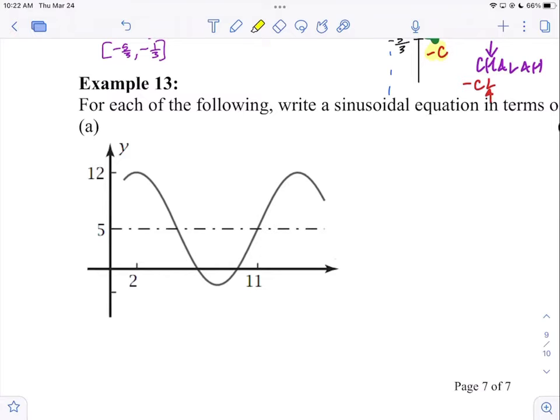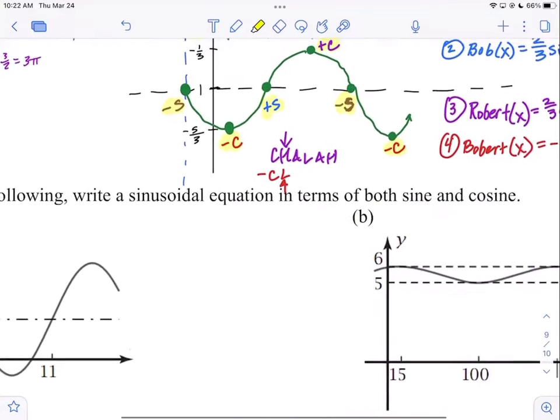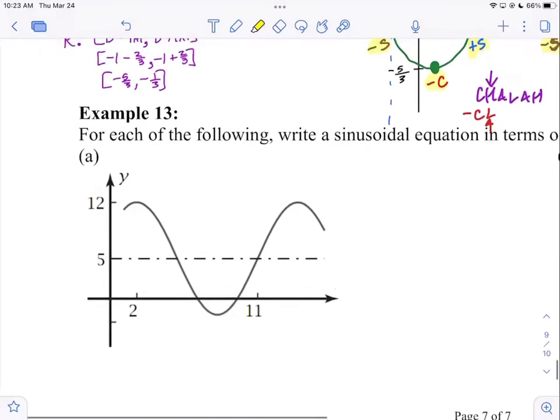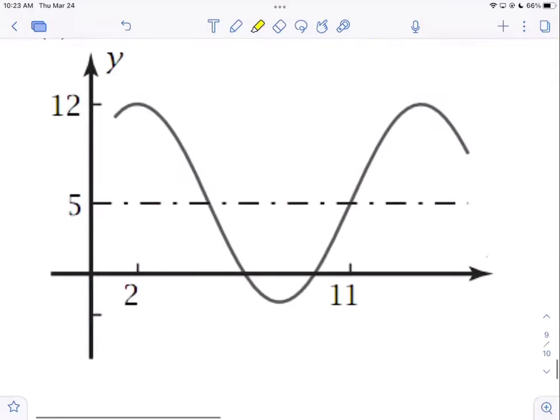13. Yeah. So it says on my favorite number example, for each of the following, write a sinusoidal equation in terms of both sine and cosine. So it doesn't say to make it positive or negative. We could choose, okay? But for each of these graphs, we want to write one in terms of sine, one in terms of cosine. So it's kind of like what we've been doing. The only difference is these graphs aren't quite labeled to the extent that ours are, right?